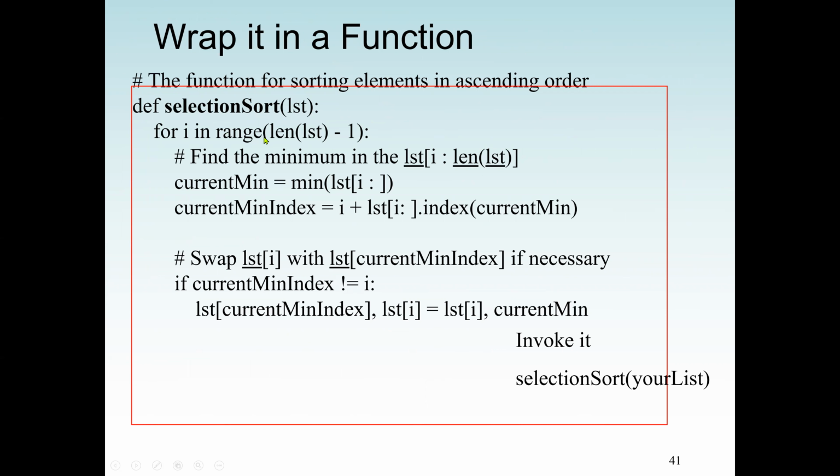So for i in the range, if the list length is 10, we get 10, but we want to go up to 9, so 10 minus 1. Find the minimum in the list. So we use the min function and go through the list to get the minimum value. Then we take the counter plus the index. Then we swap it. And we go through the list with a for loop until we reach the end of it.